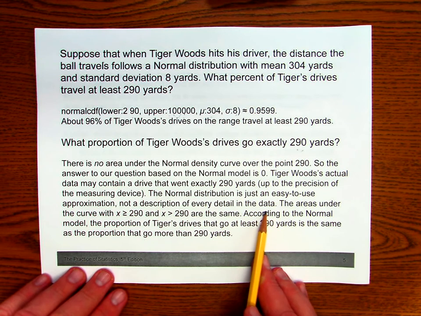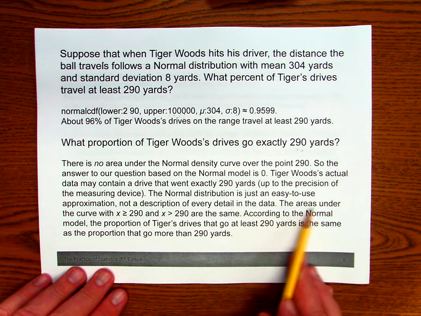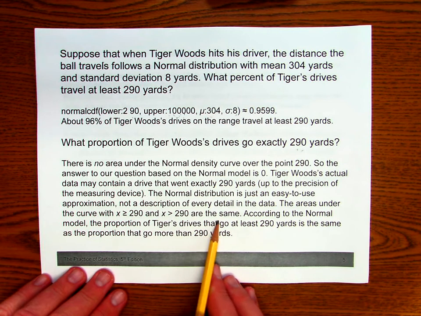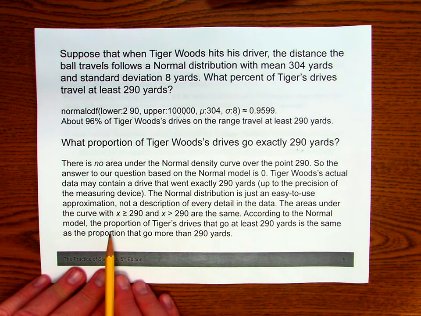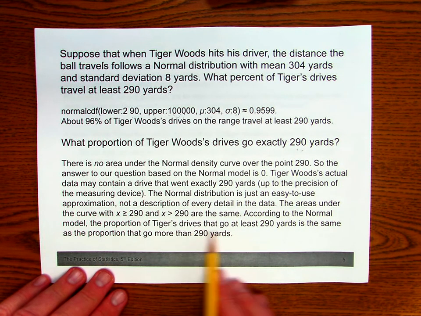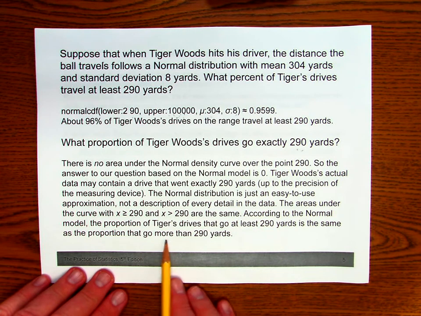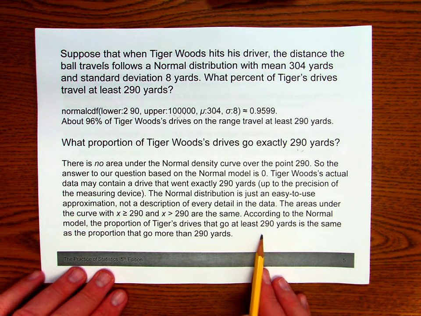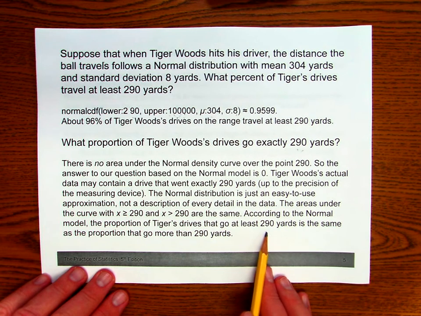Here's another thing. The areas under the curve for x greater than or equal to 290 and x greater than 290 are the same. According to the normal distribution model, the proportion of Tiger's drives that go at least 290 is the same as the proportion that go more than 290. Although in the real world actual raw data may make a difference, using a density curve, particularly a normal curve, is not going to change the answer. Whether it's greater than or equal to 290 or just greater than 290, it's the same answer either way.